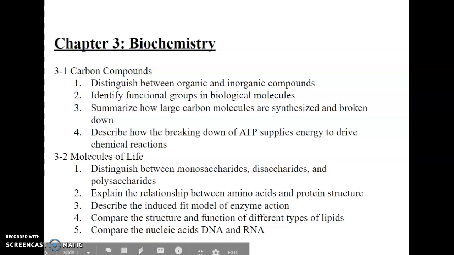I'm going to go in this order. I'm going to follow this outline. I'll start with the first section with carbon compounds, and then we'll go into the second section, molecules of life.